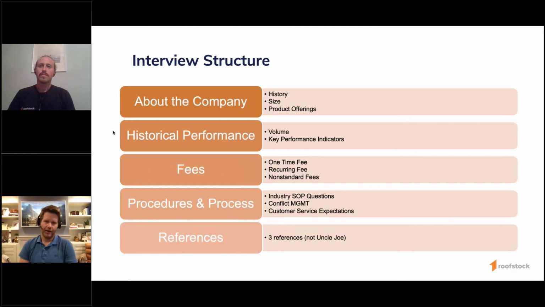The other one that I think is really important to ask around fees is, how do you make money? What are all the different ways that you can make money off of me? And again, I wouldn't be bashful about framing these to be really explicit. I've identified property managers who have bogus fees like technology fees and rust proofing fees. So I would give them an opportunity to really spell out everything. And the same thing with procedures and processes.